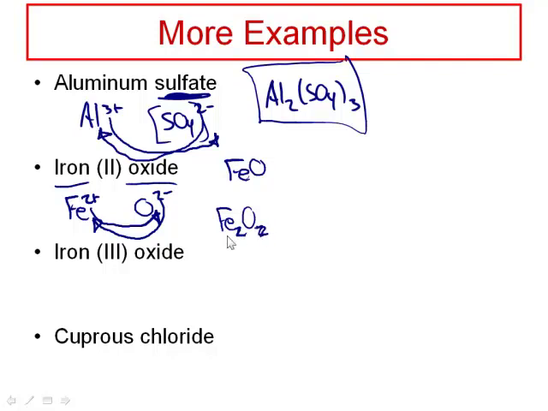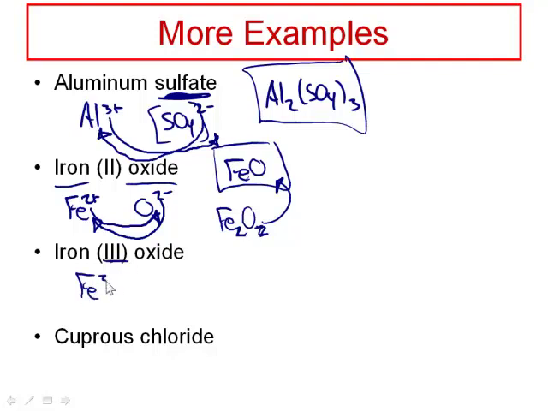Now, notice that both these subscripts here are 2. They can both be divided by 2. Whenever we can divide these by a number and reduce it to a lower term, we're going to do that. So if I divide these both by 2, that gives me FeO, and so there we go. That's the formula for iron(II) oxide. Or iron(III) oxide, rather.